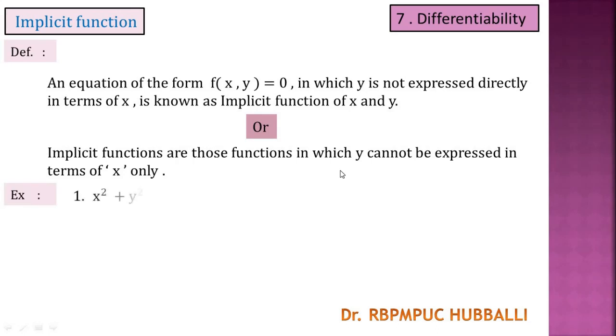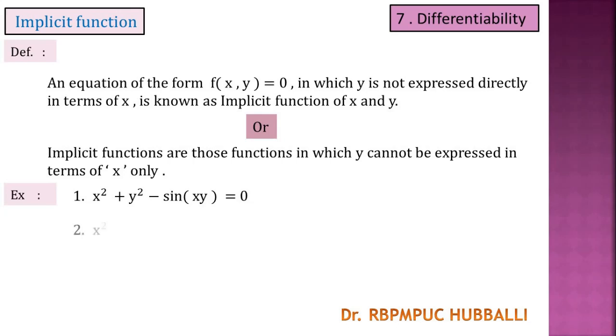See the first example, x square plus y square minus sine of xy is equal to 0. In this example, it is not very easy to solve the equation so that we can get y is equal to function of x only. You will get a both-variable function if you simplify this, but the definition says that it should be only one variable. It is not possible to write it in only one variable.